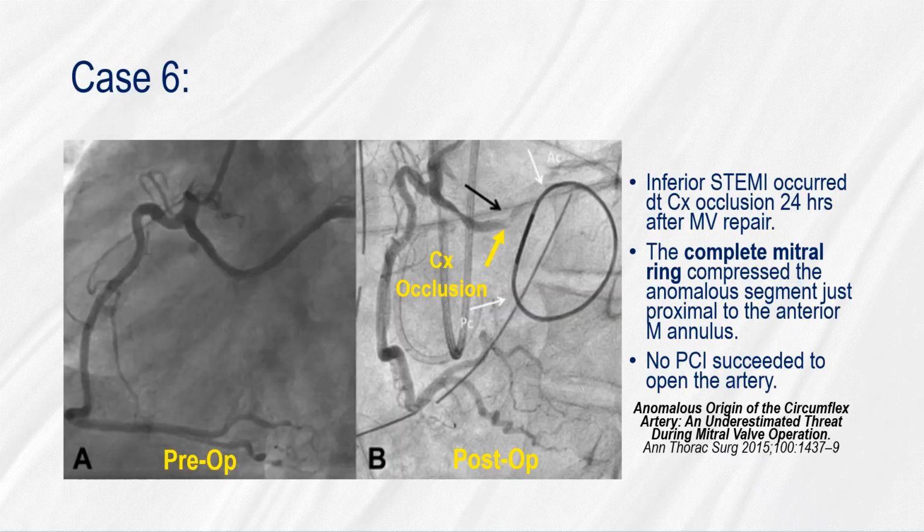In cases of valve repair, inferior STEMI occurred due to CX occlusion 24 hours after mitral valve repair. The complete mitral ring compressed the anomalous segment just proximal to the anterior mitral annulus. No PCI succeeded to open the artery.